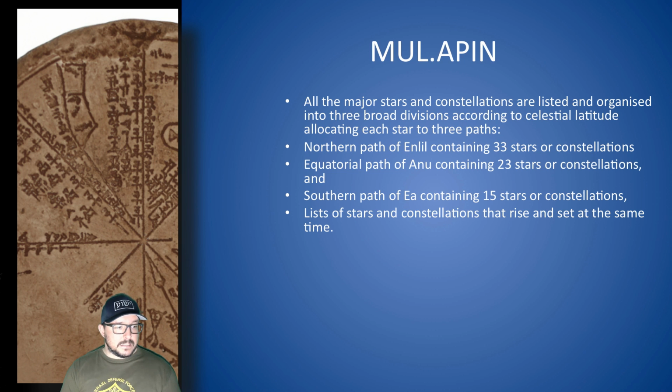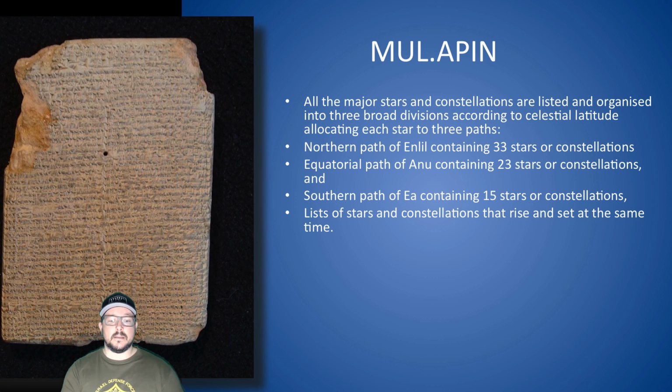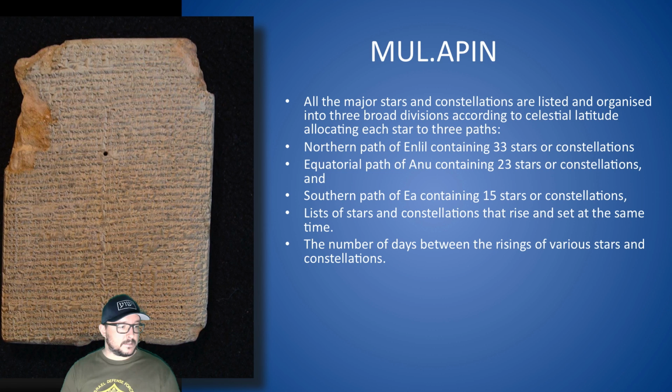The tablets list the stars and constellations that rise and that set at the same time. So sometimes they would have, for instance, a cloud obscuring the eastern horizon, so they would know which stars were setting at that same time in the morning. So they would make sure that they had record of the stars that were rising and setting in the morning and the stars that were rising and setting in the evening.